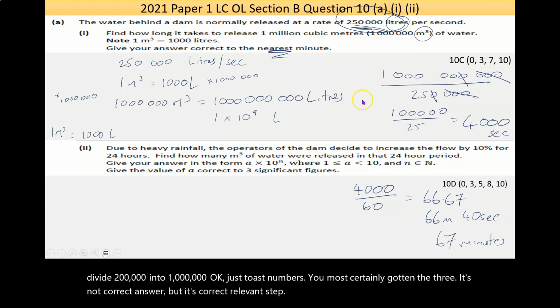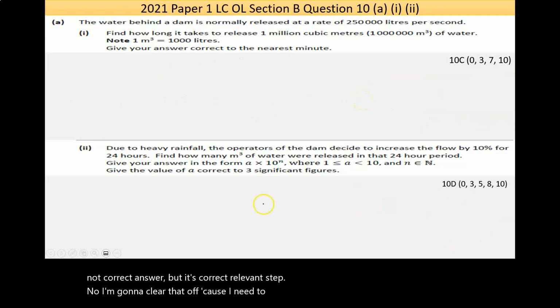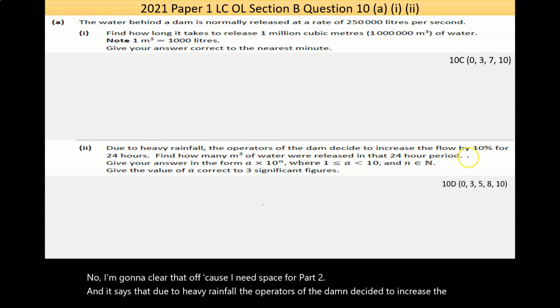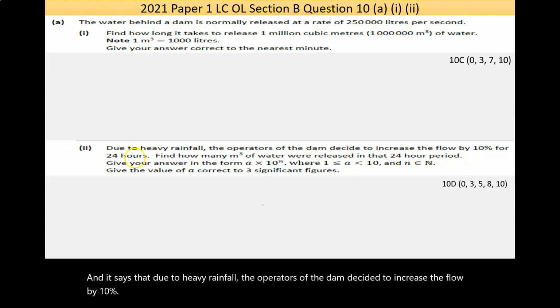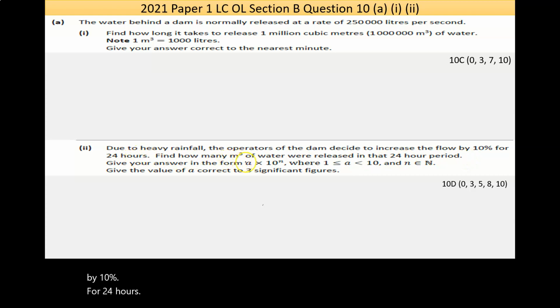Now, I'm going to clear that off because I need the space for part 2. And it says that due to heavy rainfall, the operators of the dam decide to increase the flow by 10% for 24 hours. Find out how many meters cubed of water were released in that 24-hour period.